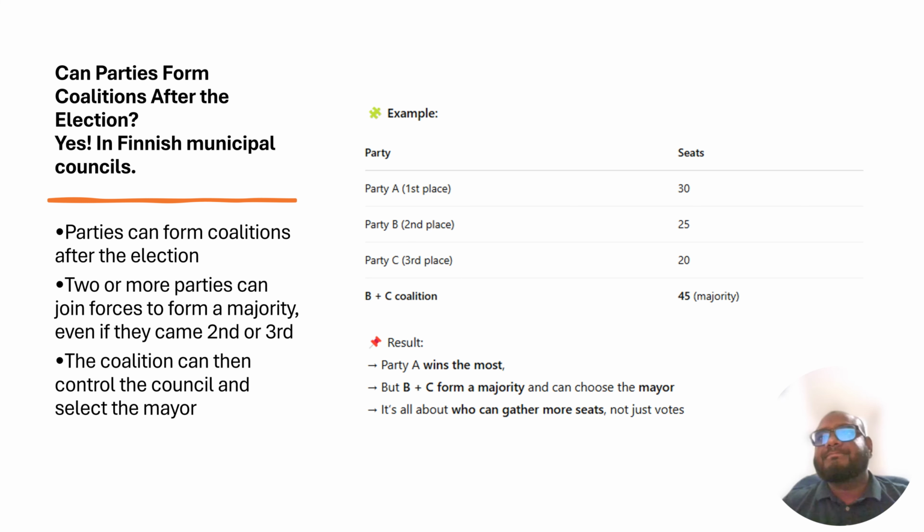For example, there are three parties, party A, party B, party C. Party A got first place with 30 seats, party B second place with 25 seats, and party C third place with 20 seats. So if B and C think, well, let's make a coalition and make an agreement, they will become the majority with 45 seats, so they will topple the winner, party A, with 30 seats. So the result is that party A wins the most, but B and C form a majority and can choose the mayor, as long as they are the majority with 45 seats. So it's all about who can gather more seats, not just votes.